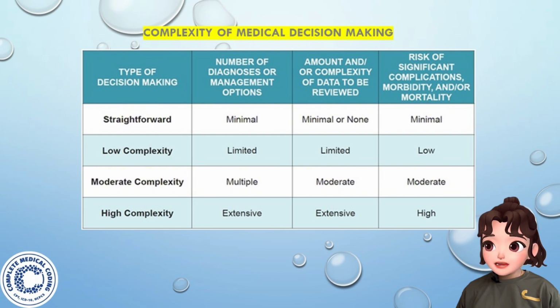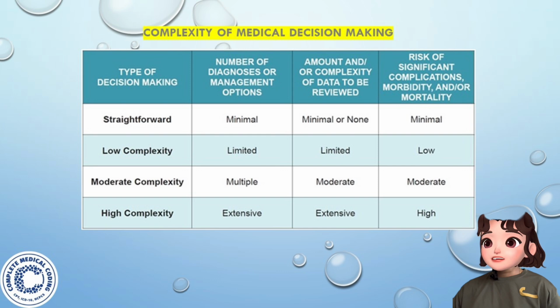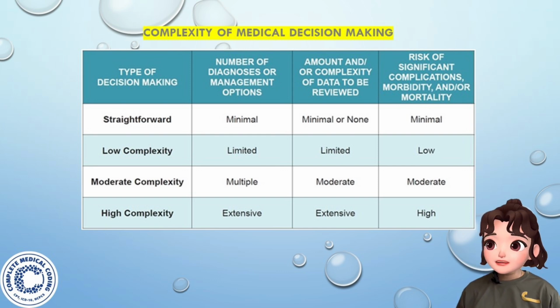What if it is high complexity? So the number of diagnoses will be extensive. The amount or complexity of data to be reviewed is also extensive, and the risk factor will be high. Then we will use the high complexity decision making code. This is how you need to code for the E&M codes. E&M codes you will learn more easily only through practice questions. So here I will be discussing a few practice questions, and then we'll be coming back with more questions in the upcoming sessions.